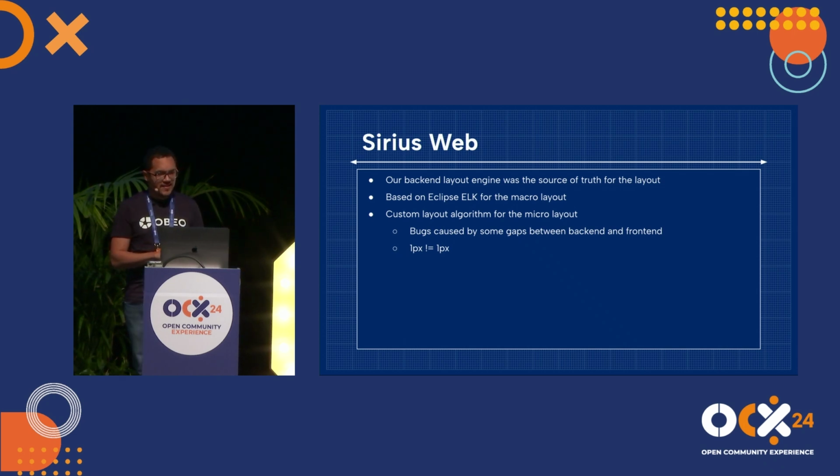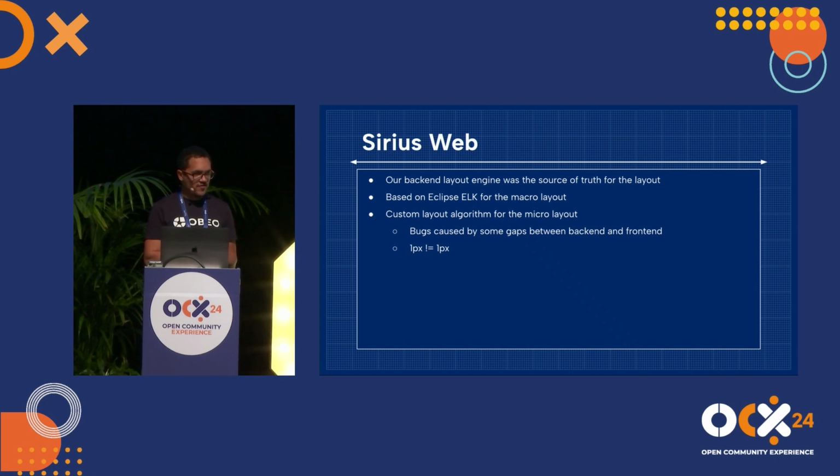So this backend layout engine was the source of truth for everything layout related. It was based on Eclipse ELK for the macro layout, so the layout of the nodes in the diagram and the edges. But we had a custom layout algorithm for the micro layout, so for laying out the internal parts of a node, because it's not something that ELK could do for us.